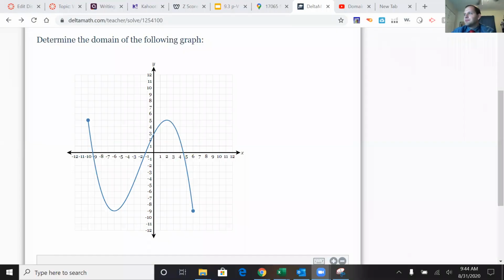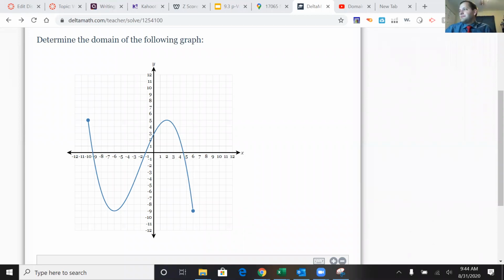What is domain? So I'm going to share my screen. I'm going to do a couple quick practice problems. Okay, let's see here. So here we go. Practice problem number 1. Find the domain of this graph.